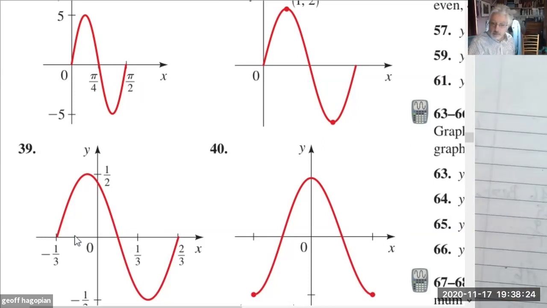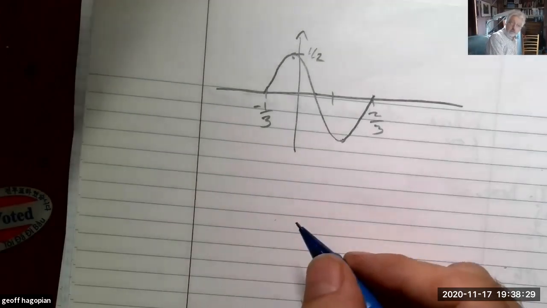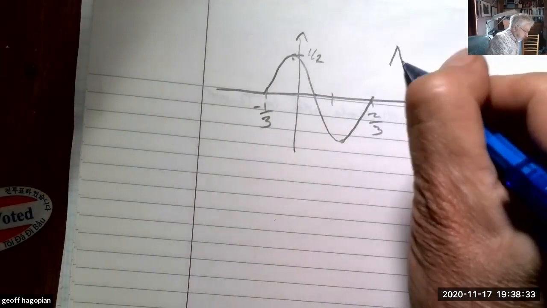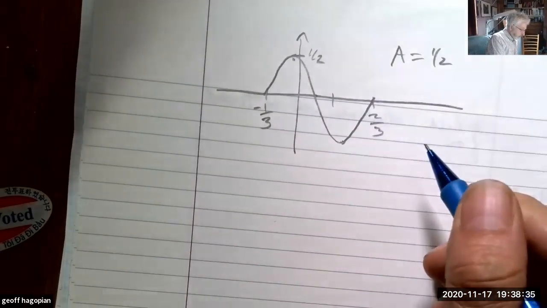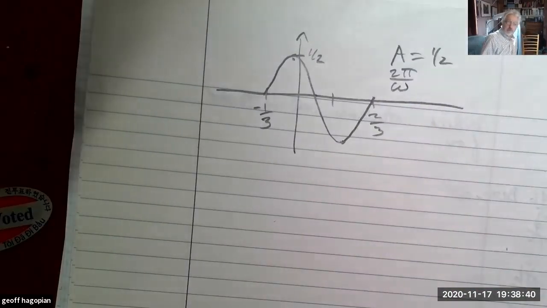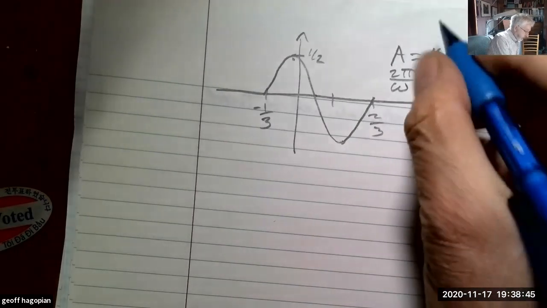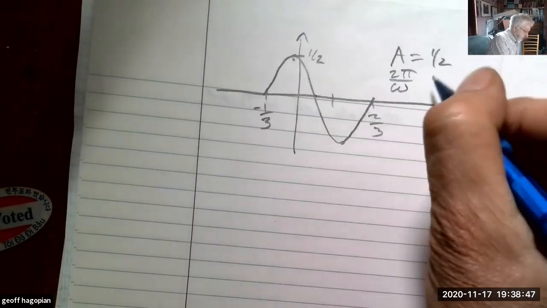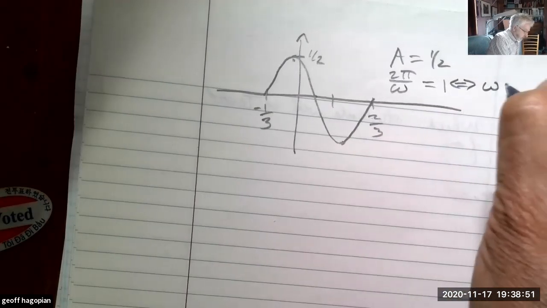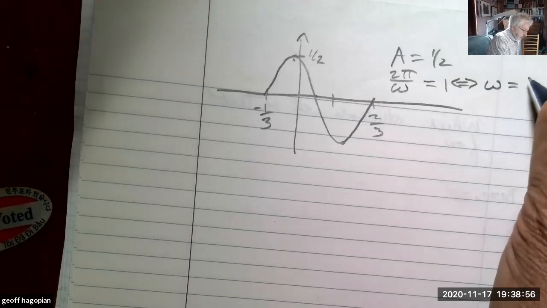Okay, so let me show you what I've got on my paper. And so what would be a formula for this thing? Well, you can see that the amplitude A is 1/2. You can see that 2 pi over omega, or you can call it 2 pi over B, whatever, is going to be 2/3 minus 1/3, which is 1. So that means what's omega? It's going to be 2 pi.